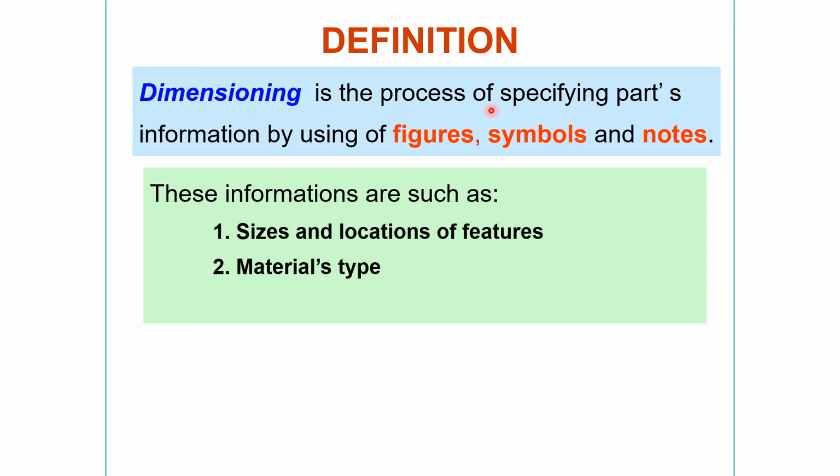Dimensioning is the process of specifying part information by using figures, symbols, and notes. For example, for diameter you have to write the symbol of dia, and for radius you will write R. For notes you will write notes. Dimensioning gives us sizes, location of features, material type, etc.